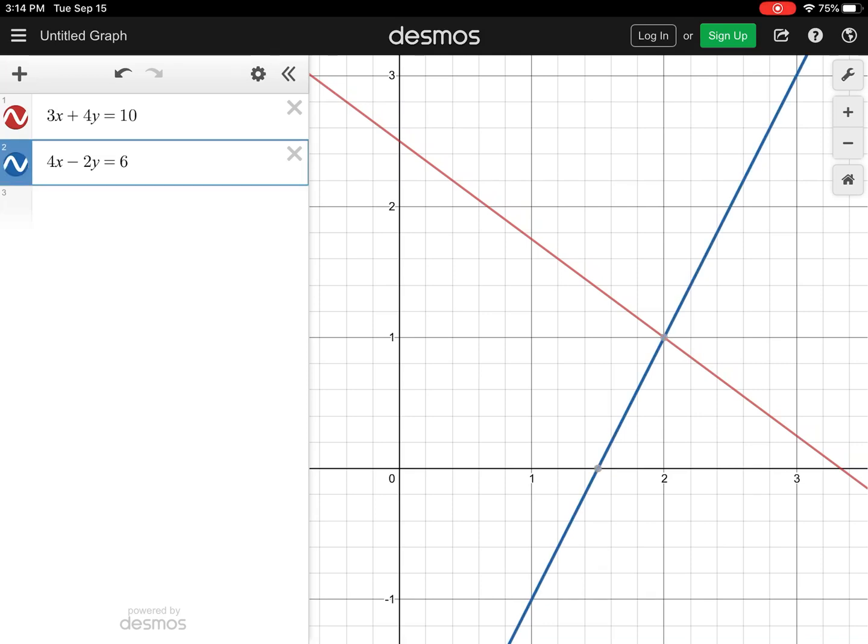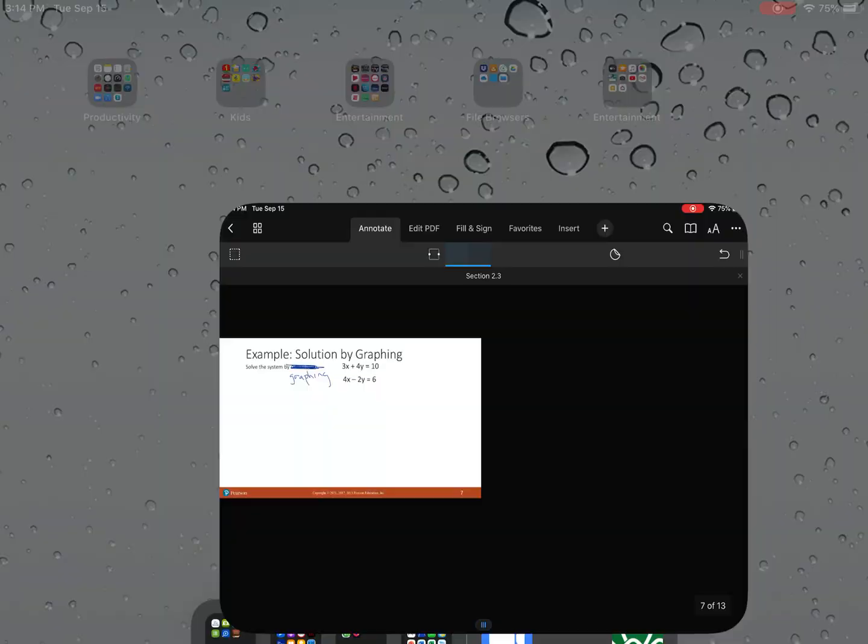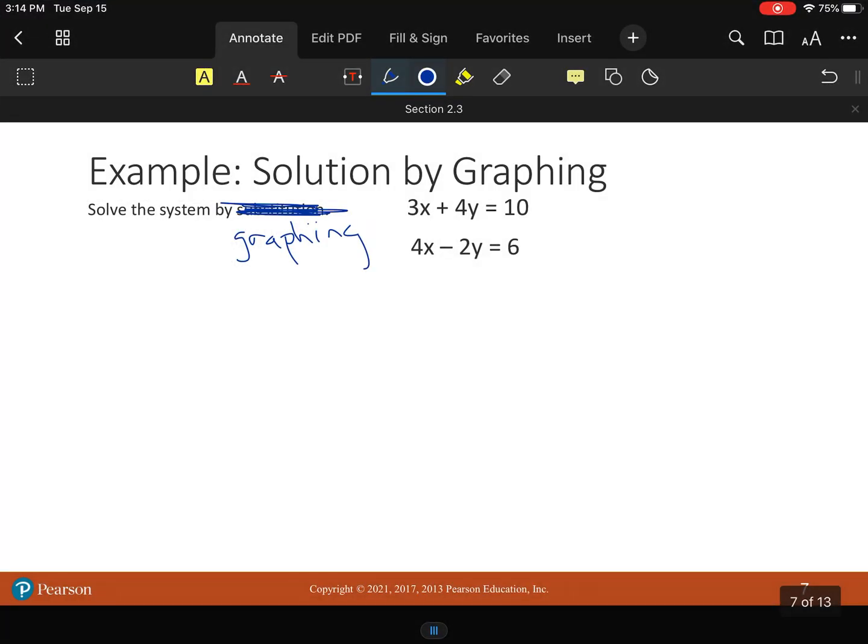Okay, so I look at that. My x coordinate is 2. My corresponding y coordinate is 1. Okay, so let's go back to my app or the notes. So our solution, right? We're going to write our solution as 2, 1. All right, so that's your solution. It has a unique solution. Okay, didn't require anything.